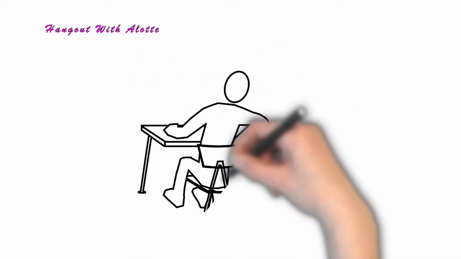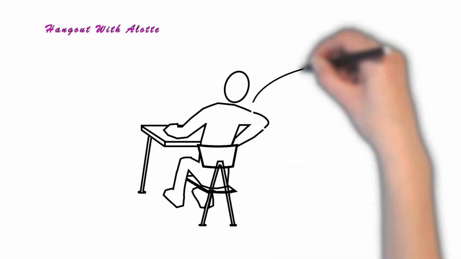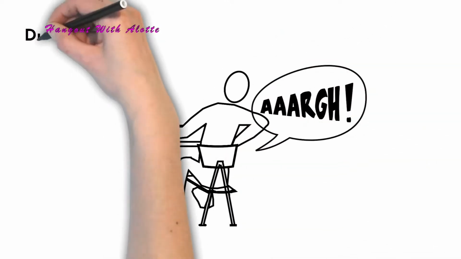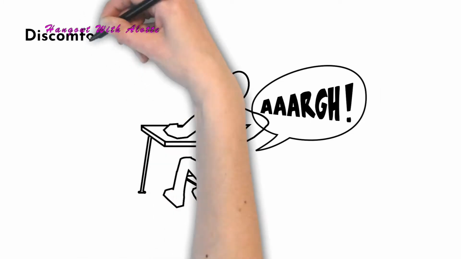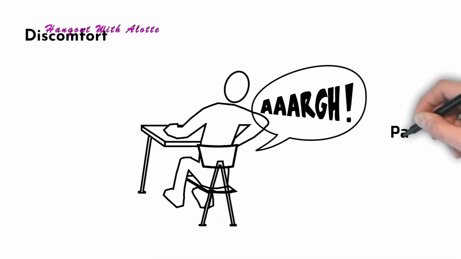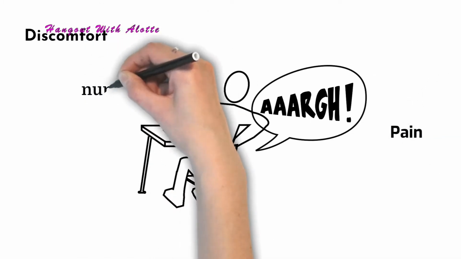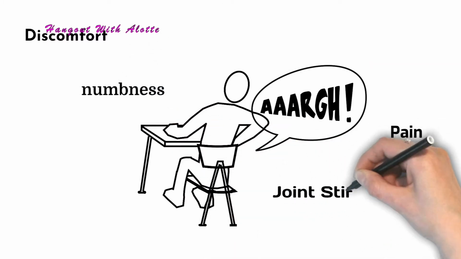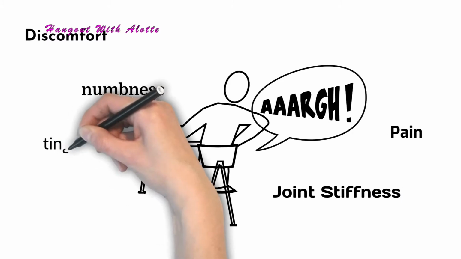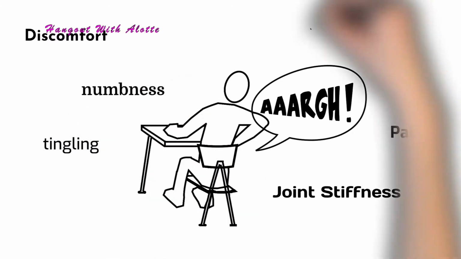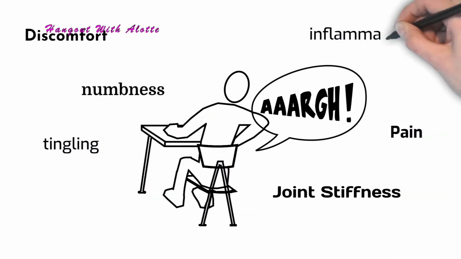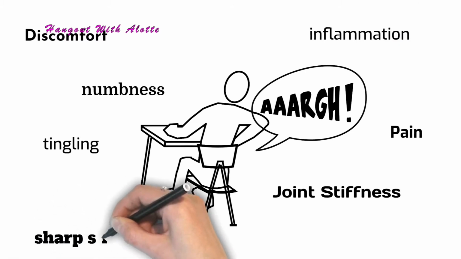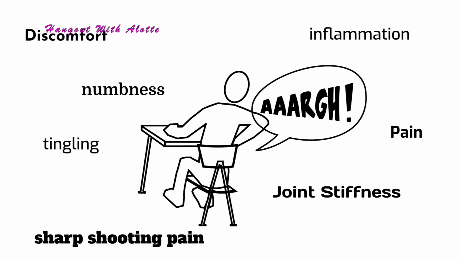These musculoskeletal disorders affect the muscles, nerves, blood vessels, ligaments, and tendons. Symptoms include discomfort, pain, numbness, joint stiffness, tingling sensation, recurrent inflammation, and worse, sharp shooting pain.